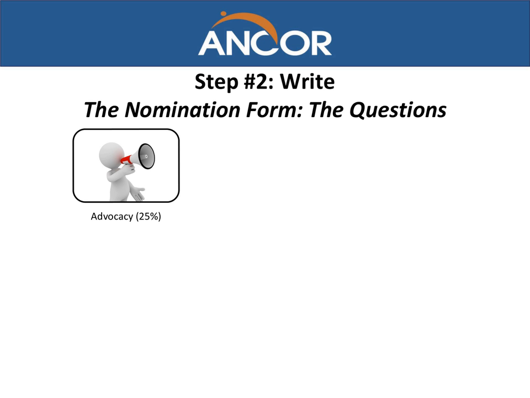The first category up is advocacy, weighted heaviest at 25%. For this category, we want you to provide specific examples of the DSP's advocacy activities that have affected change on behalf of people with disabilities. This can be anything from advocating one-on-one on behalf of the individual to being part of a larger call to action. Most importantly, show us what your DSP has done to make a difference, big or small, in the life of the person that he or she serves.